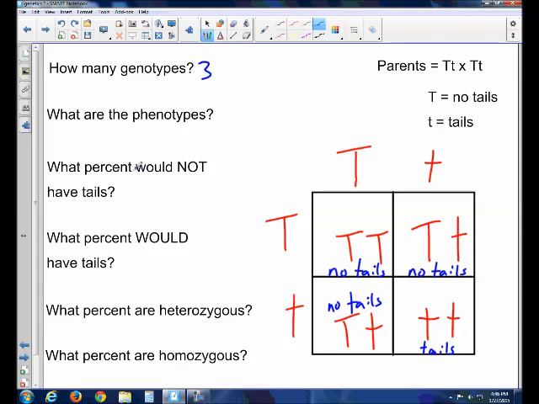What percent would not have tails? Okay, well, there's 4 boxes. And 1, 2, 3 out of the 4 would not have tails. So that is 75%. That is the worst looking 75% that I've written in the last 5 minutes. Now the next question, what percent would have tails? Well, we have this one, and that's 1 out of 4. 1 out of 4 is 25%.